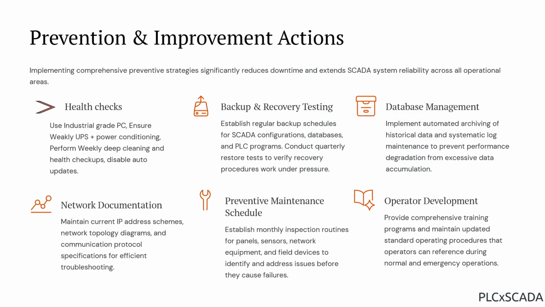So now next is the preventive action plan. To prevent SCADA failure, we have to ensure every piece of hardware associated with SCADA is treated like a critical asset. So always use an industrial grade PC or server. Check UPS and power conditioning. Perform weekly cleaning and health checkups. Disable auto updates during production hours.